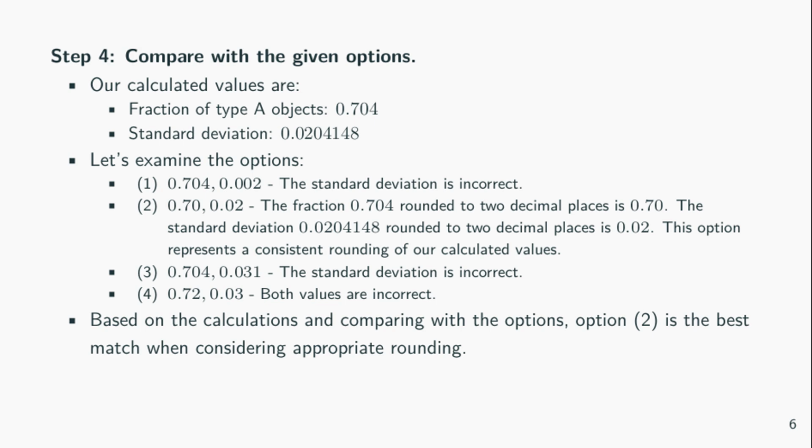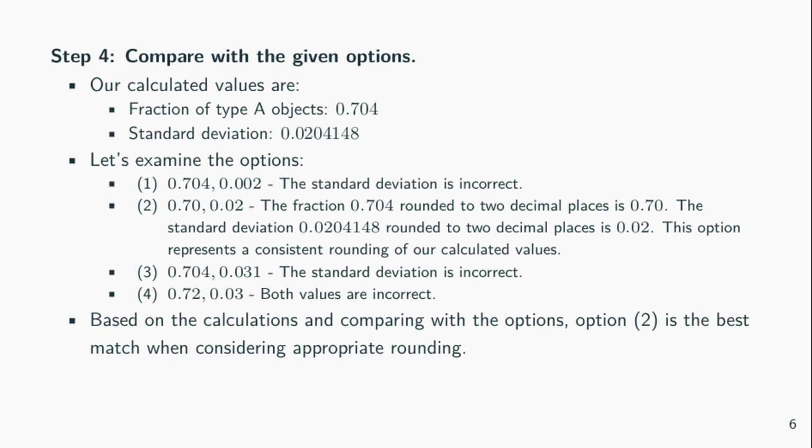Option 2 is 0.70 and 0.02. Our fraction 0.704, rounded to 2 decimal places, is 0.70. Our standard deviation, 0.0204148, if we round it to 2 decimal places, is 0.02. This option looks like it matches our calculated values just rounded to 2 decimal places.